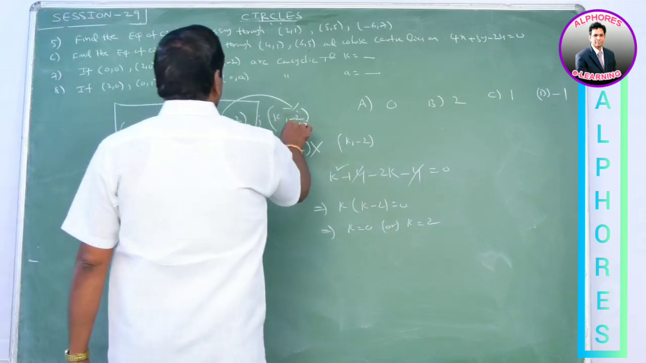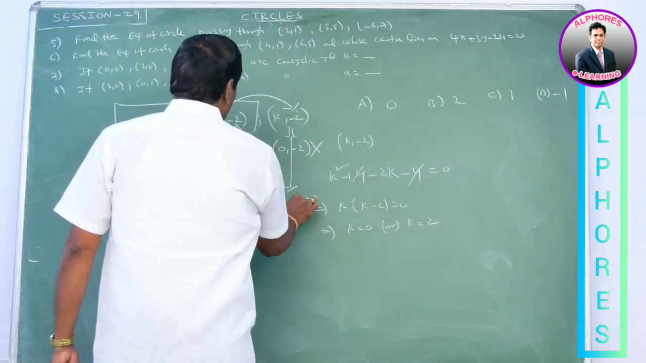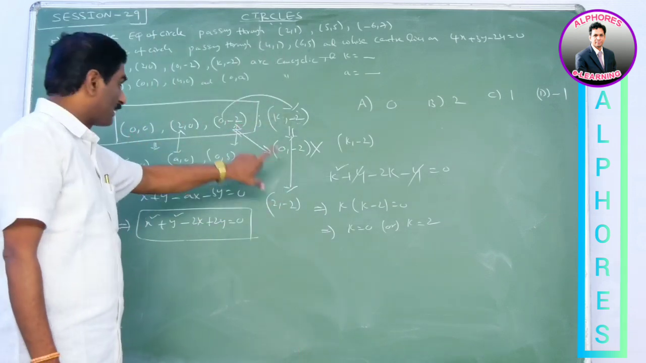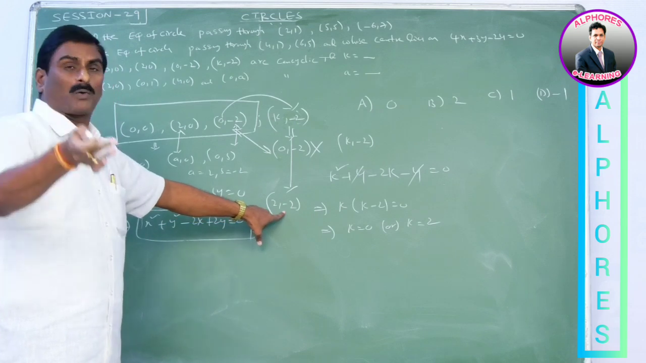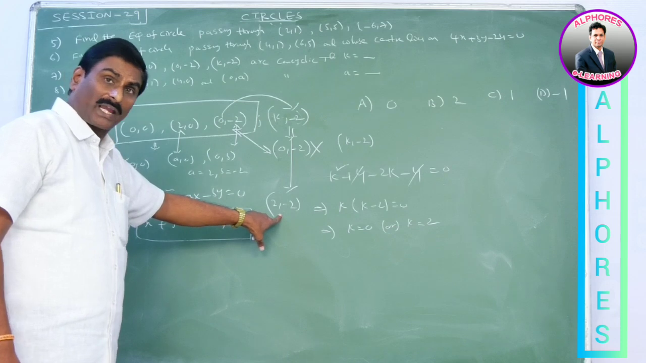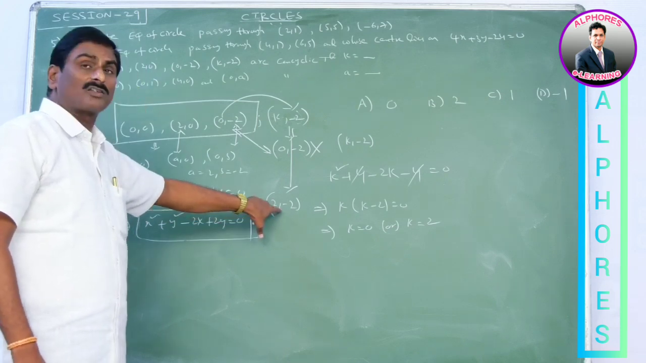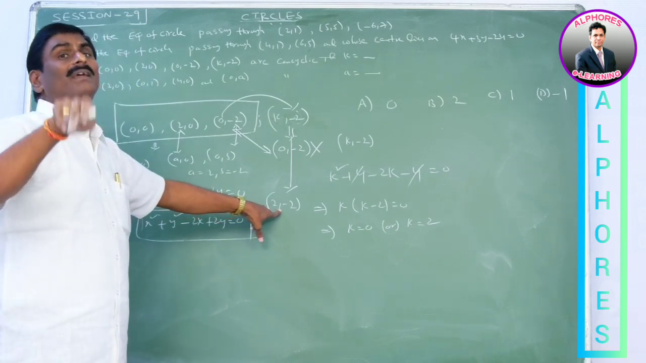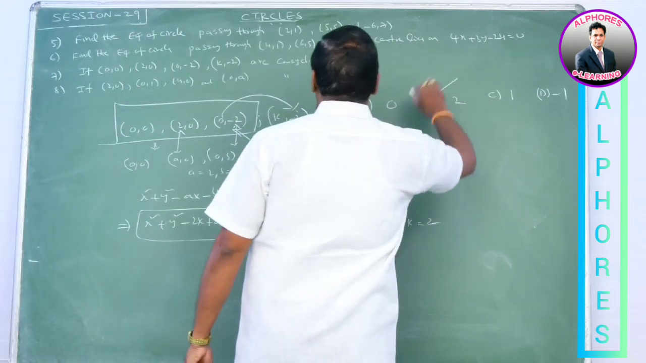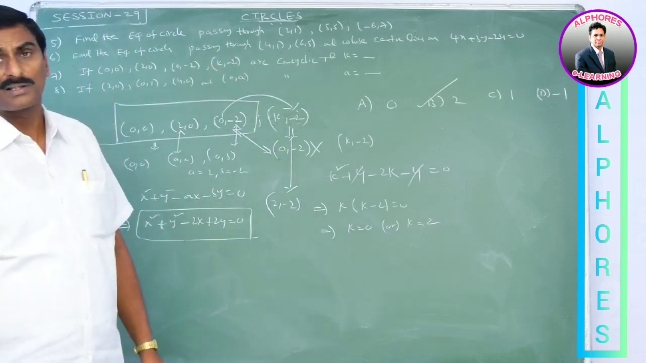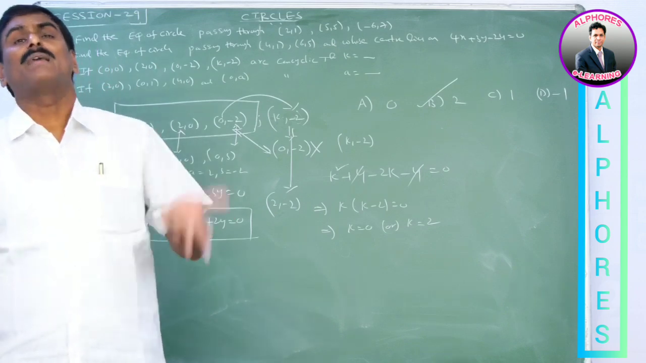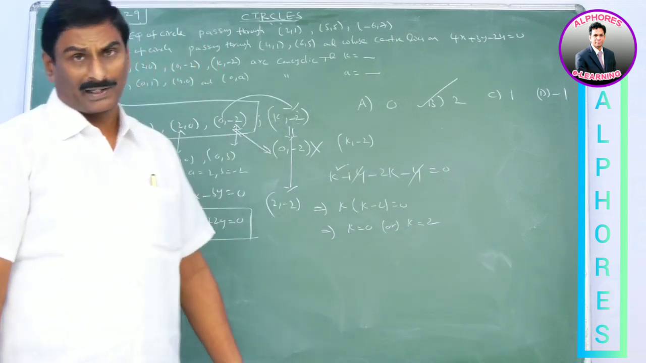If k is equal to 2, this point can be reduced into 2, minus 2. This point does not coincide with any one of these 3 points. That means it is different. It is the fourth point. In this case, we get the fourth point. Fourth point means this point also lies on the circle. So it is said to be concyclic. So 2 is the correct answer. 0 is wrong. At k is equal to 0, the given points are only 3. Concyclic is meaningless. Please note this point.